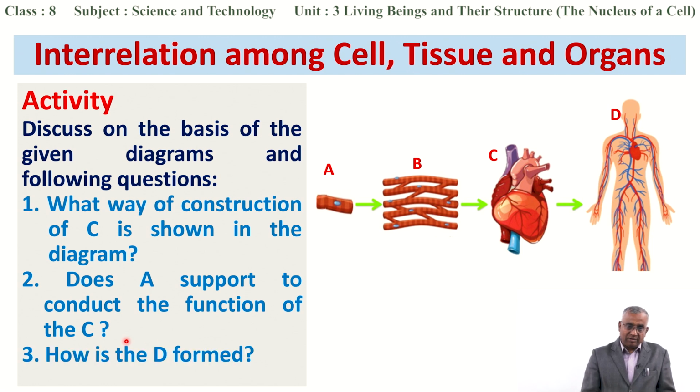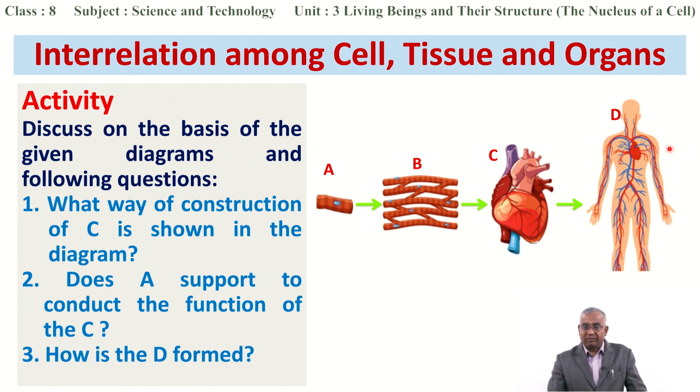Okay. Now next, how is the D formed? Already I have discussed that muscle cells form muscular tissue, like that other cells form other tissue. There are a number of types of other cells. You are introduced to different types of cells like blood cells, nerve cells, sperm, ova, muscular cells, epithelial cells. So these cells you were introduced to in the beginning of the lesson. So these different types of cells form different types of tissues, and these tissues form an organ.